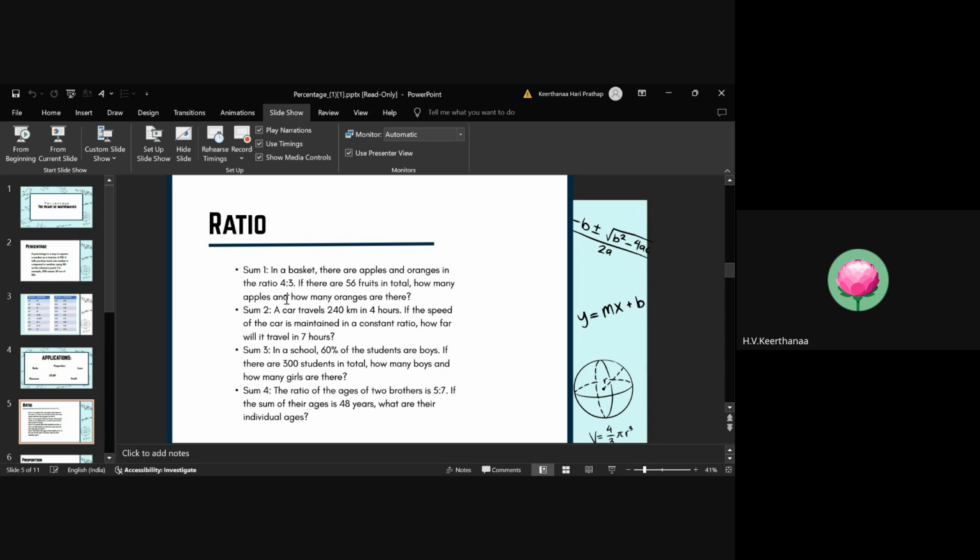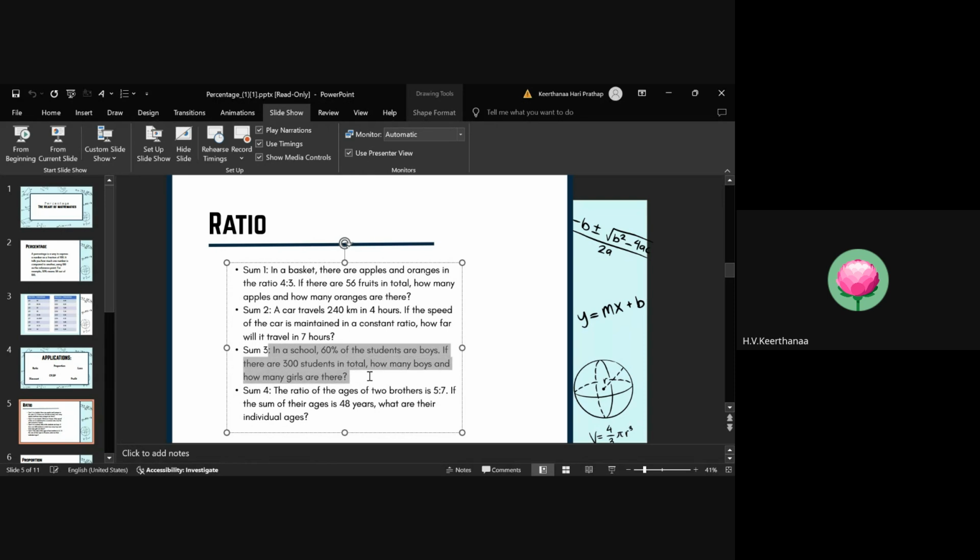So let's see the first question. In a basket, there are apples and oranges in the ratio 4 is to 3. If there are 56 fruits in total, how many apples and how many oranges are there? It's a very basic kind of question where you take 4 is to 3 as 4x and 3x, and then the total would be 7x, which is 56. I just wanted to put this here to show the various kinds of questions which you'll have in ratios.